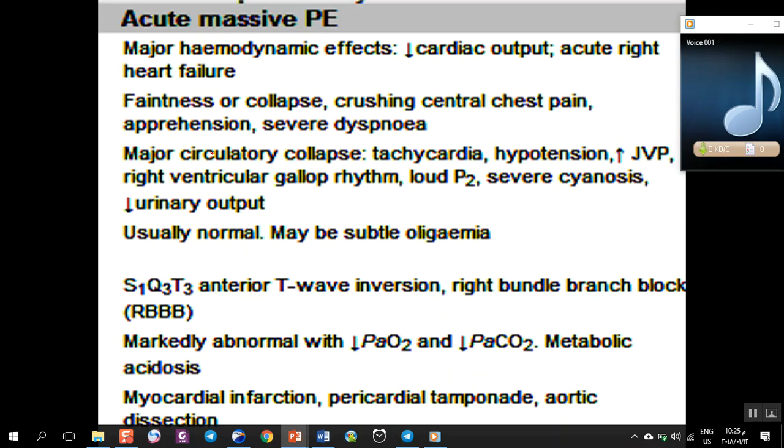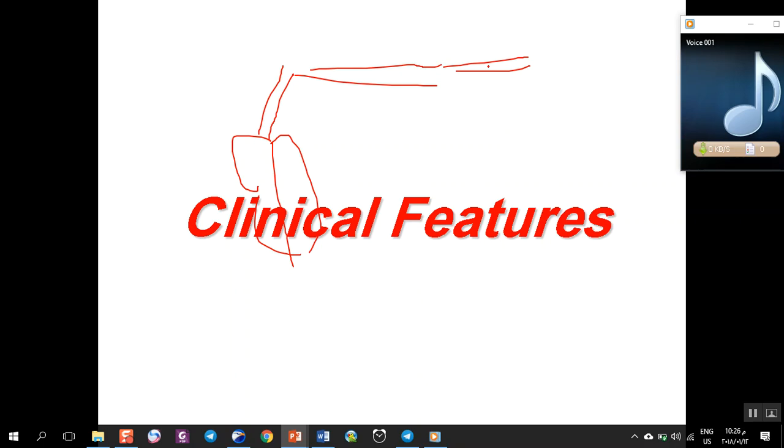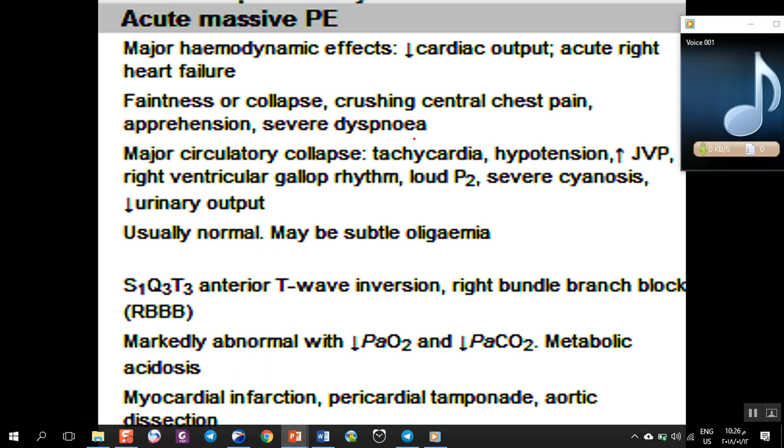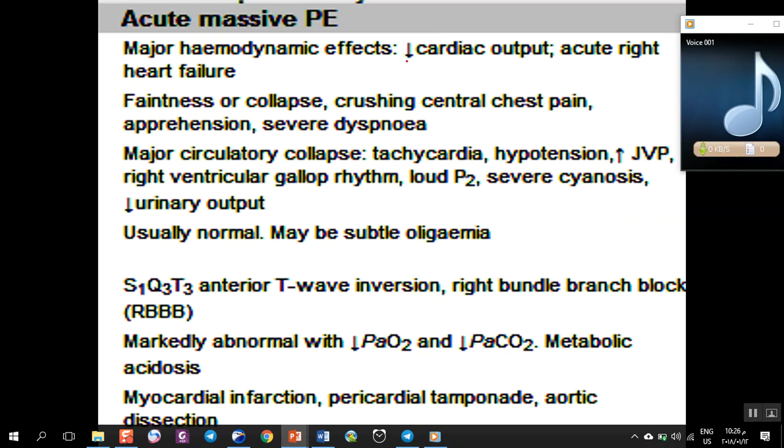Clinical features: we have three clinical scenarios. We have massive embolism, which is fatal at times, then medium-sized arteries, and small vessel embolism. Three entities called phenotypes. The massive embolism affects the main pulmonary artery or its main branch. Then you see the clot here, or the main branch, can cause massive embolism. The RV flow will stay blocked. No flow to the lung. No flow to the RV.